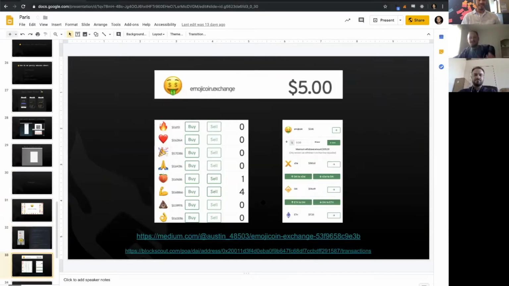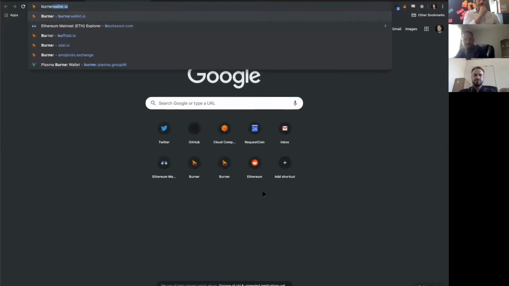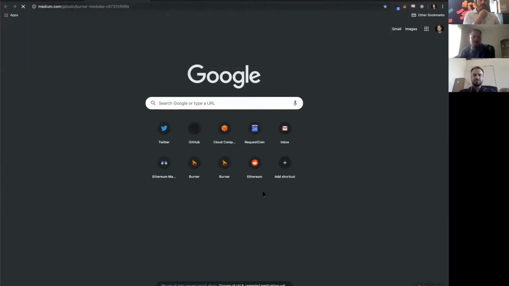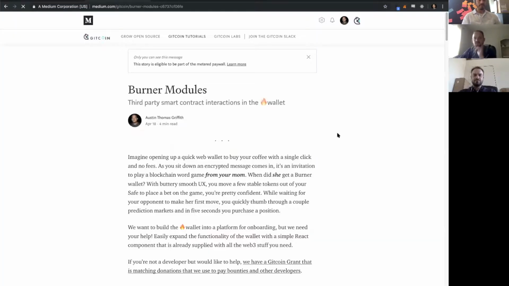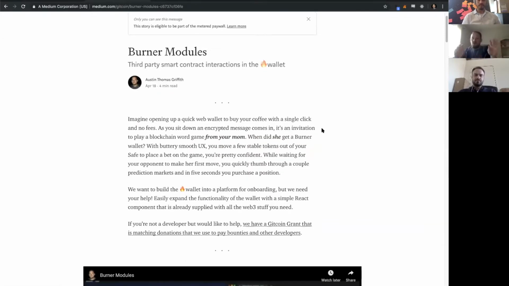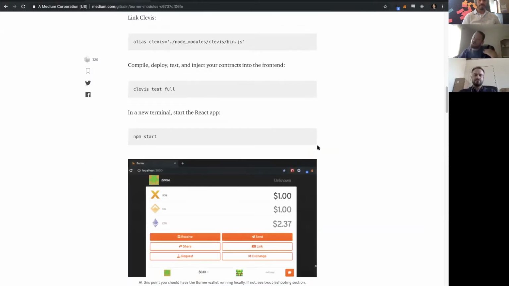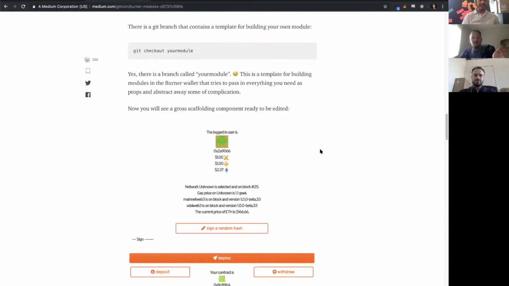So back to the emoji coin.exchange thing that you said. Basically, I wanted to set it up so the Burner Wallet was a lot more extensible. I set up this article, I think it's called Burner Modules. Yeah, Burner Modules is what it's called. Basically what I did was take a branch of the Burner Wallet and then set up this, here's all the instructions, line for line how you do this. But it lands you on.